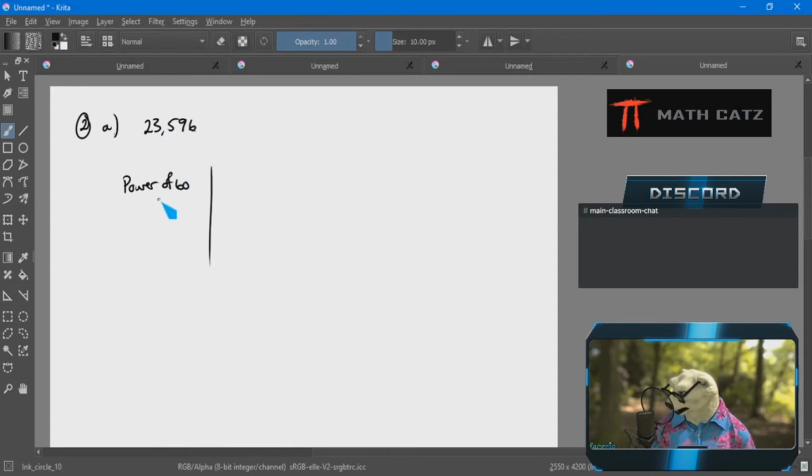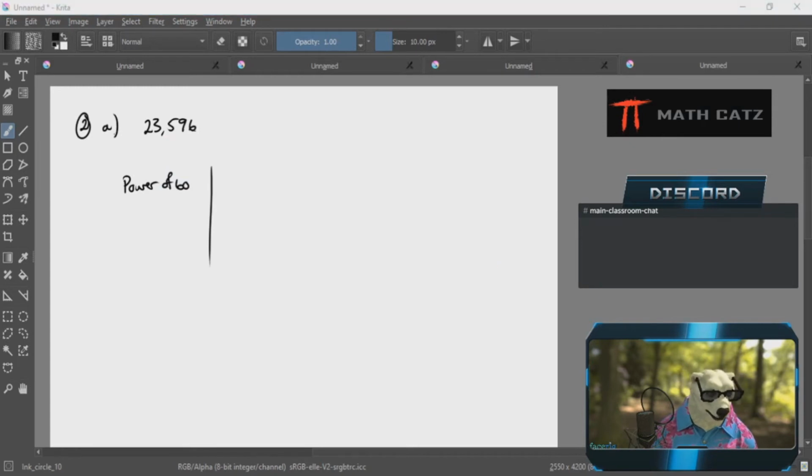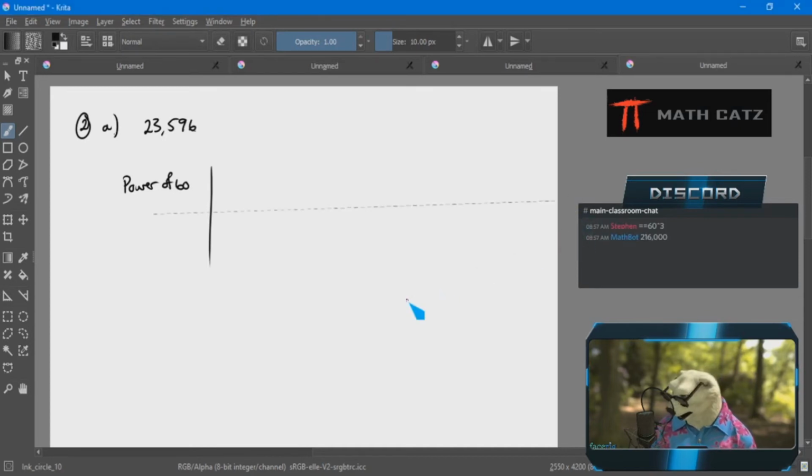The largest power of 60, well, I know 60 squared is 3600. And 60 cubed is 216,000. And that's going to be too big. It's not going to fit into my number. So the largest power of 60 is going to be 60 squared, which is 3600. And then I'm going to ask, how many times can 3600 fit in there? How many can fit in there?